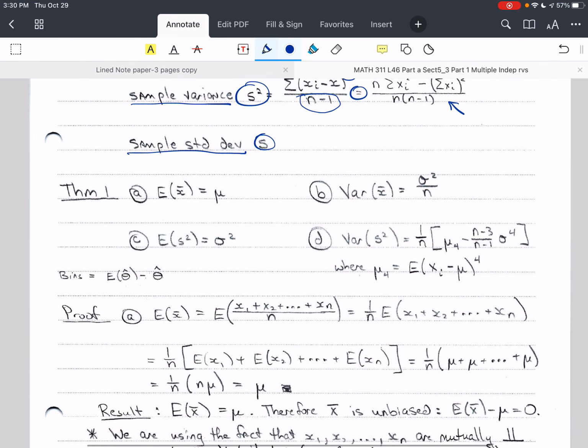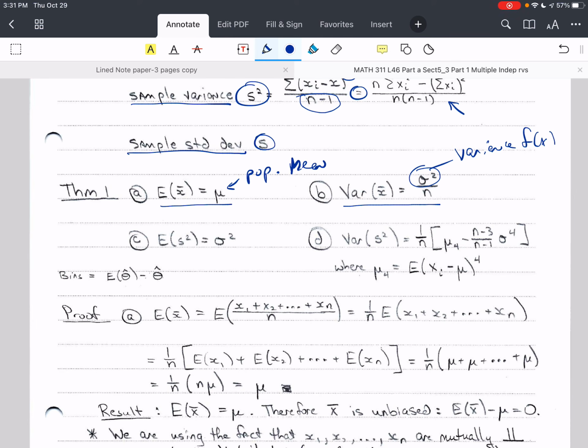So the theorem that we have here is that the expected value of x bar is equal to mu. This is the population mean, or the mean of the distribution f of x. And then we have the variance of x bar is given by sigma squared over n, where sigma squared is the variance of the population, which is given by that function f of x.